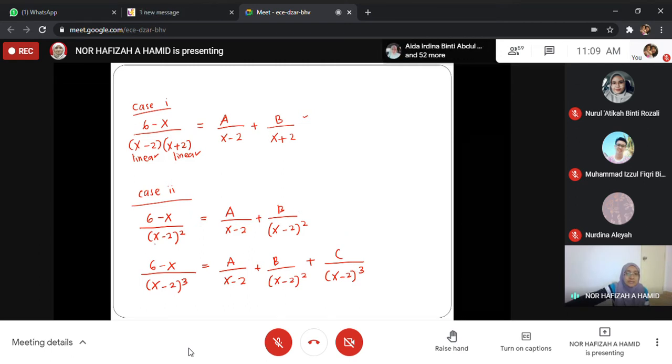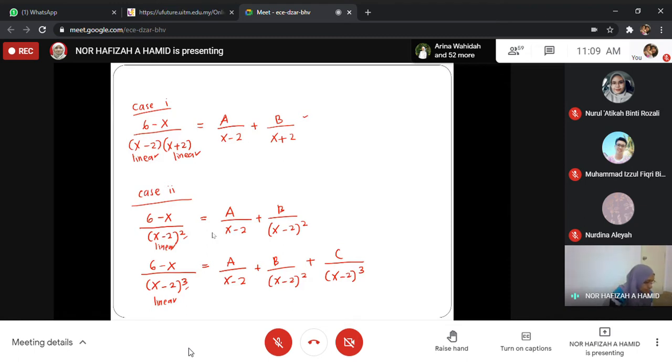Case 2 is for linear with repeated factor. So this is also linear but it repeats. This one repeats 2 times and then this one repeats 3 times. Okay, so this is for case 1 and case 2. This is from the last class.